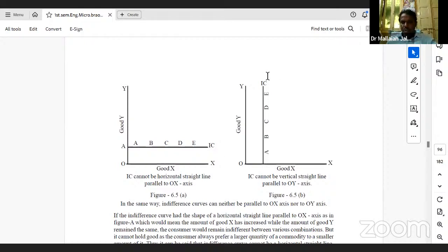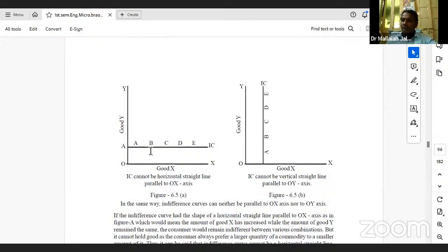At the same time, indifference curves are not in a vertical position. Not vertical, I'm telling you. If you write that indifference curves are vertical, you are going to lose marks. Indifference curves are not horizontal, and not vertical. Why not vertical? It is the same reason: Y commodity can change, but X is constant, unable to change.